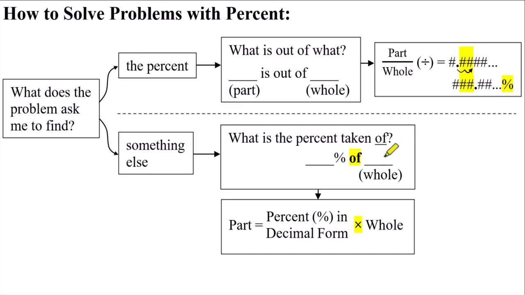Because what the percent is taken of will be what you're going to multiply it to, making sure that you convert the percent into decimal form. And then that percent in decimal form times the whole will equal the part. That's the percent equation that you will use to solve the problem.